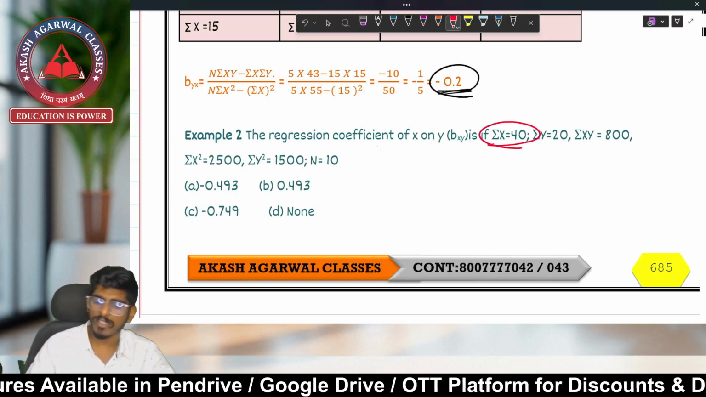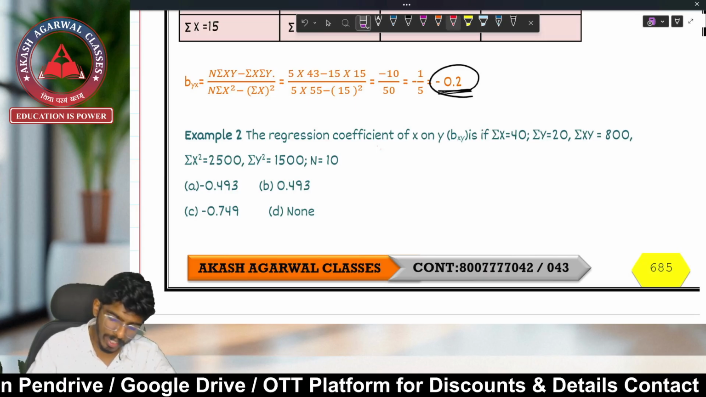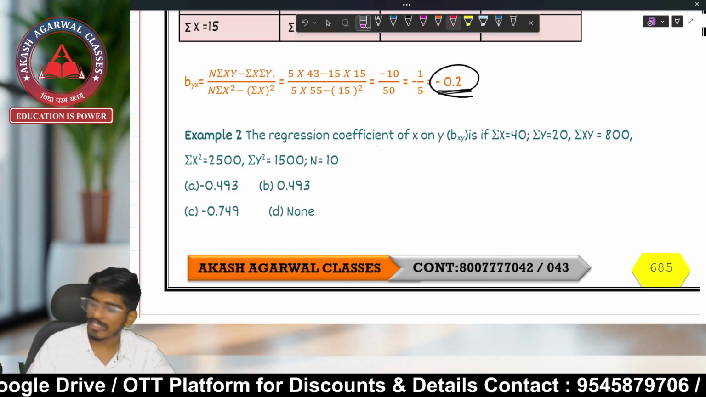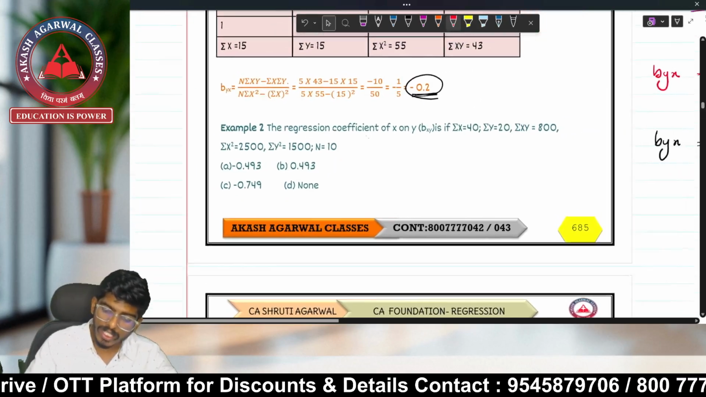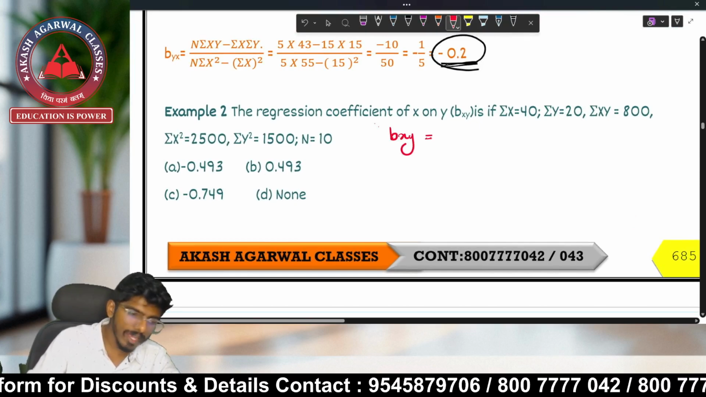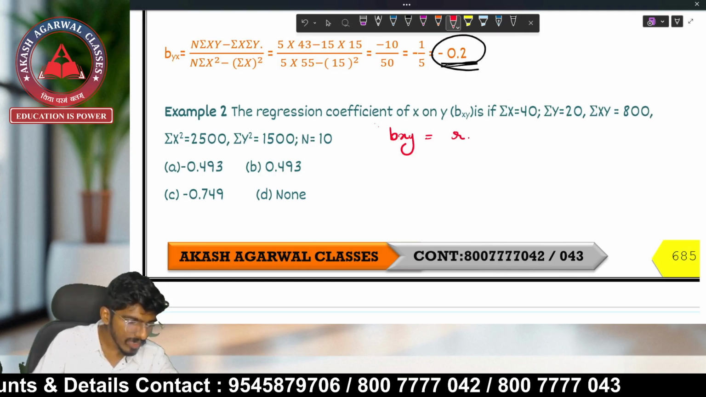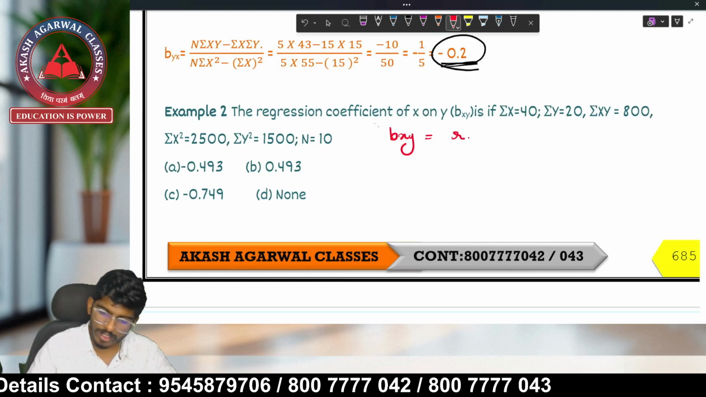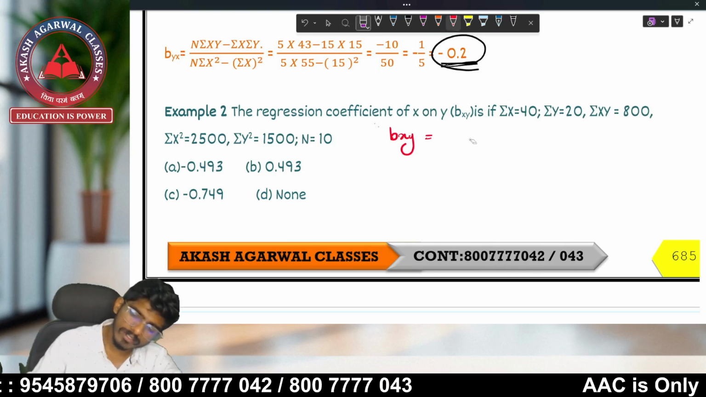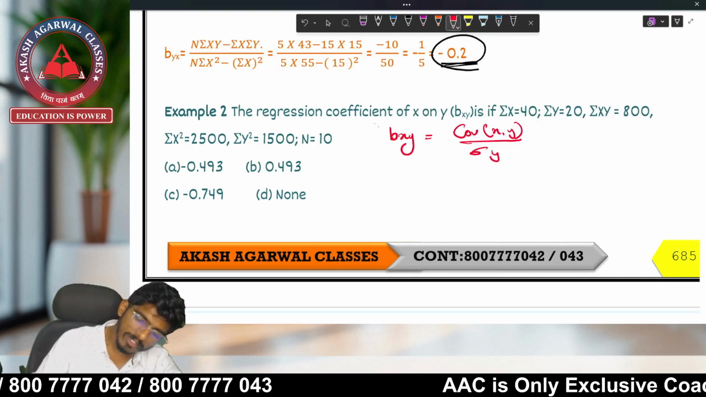So let's see what all the things that they have given us. They have given us summation of x, summation of y, summation of xy, summation of x square, summation of y square, and then n. Very easy. We can find everything we need. For bxy, I need r, let's see. No, they have not given us r, right? So I need the same formula: covariance of x comma y upon standard deviation of y square.